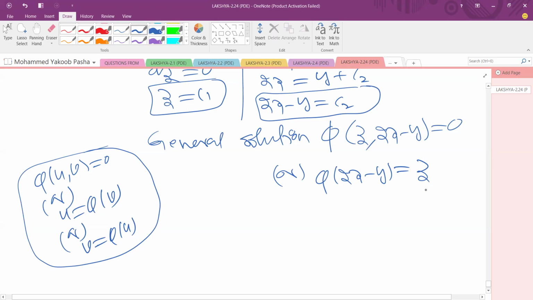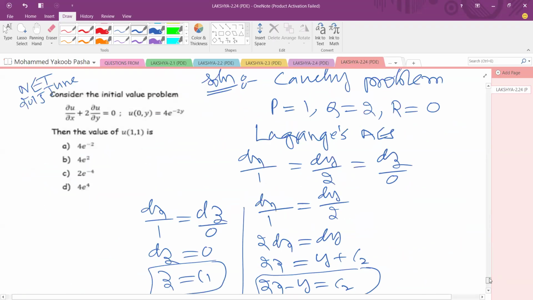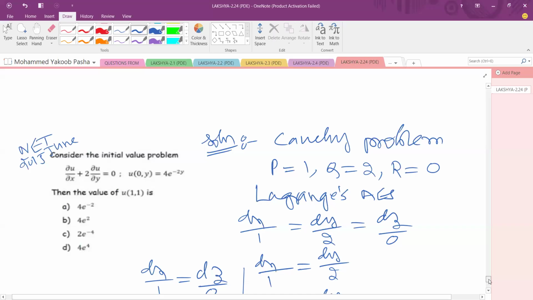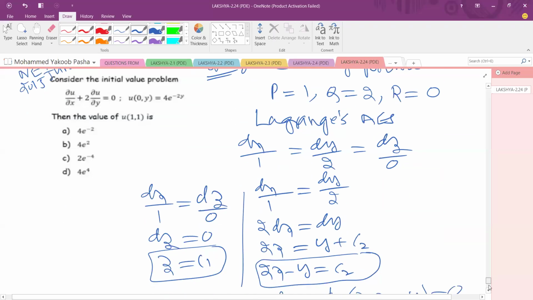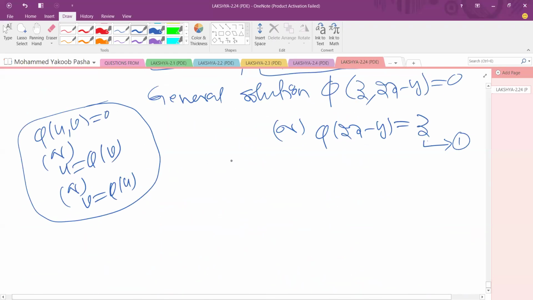Okay, so we have phi of 2x minus y is equal to z. Let it be equation number 1. Okay, now use the boundary condition. What is the boundary condition? We have u of 0 comma y is equal to 4 into e power minus 2y. I'm writing here: let u of 0 comma y is equal to 4 into e power minus 2y be the boundary condition.